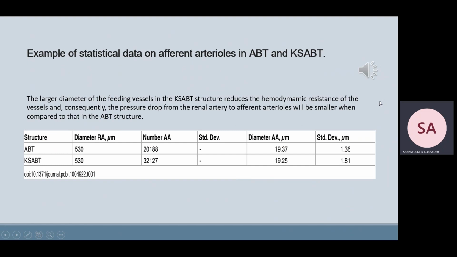Now we will see an example that shows the differences between the ABT and the KSABT. We have some statistical data showing these differences in the afferent arteriole. The larger diameter of the feeding vessel in the KSABT structure reduces the hemodynamic resistance of the vessel, and consequently the pressure drop from the renal artery to the afferent arterioles will be smaller compared to the ABT structure.